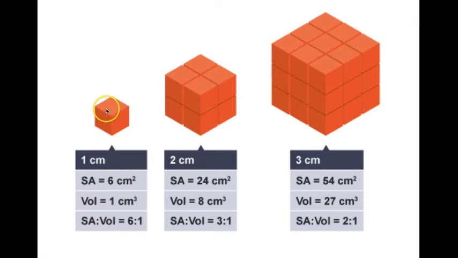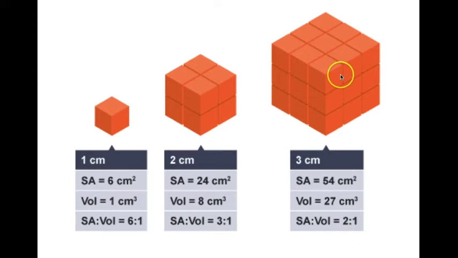Now if we divide, for this small organism, its surface area by its volume, we get a ratio of surface area to volume of 6 to 1. 6 divided by 1 equals 6. For the larger organism, if we compare its surface area to volume, we get 54 to 27, which is the same as 2 to 1. 2 divided by 1 is 2. So this organism has a higher surface area to volume ratio of 6 compared to this organism, which has a surface area to volume ratio of 2.